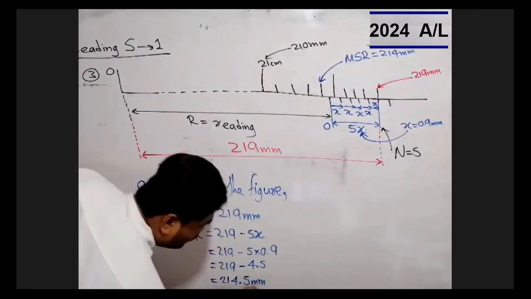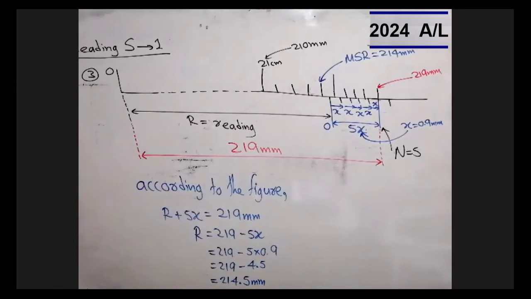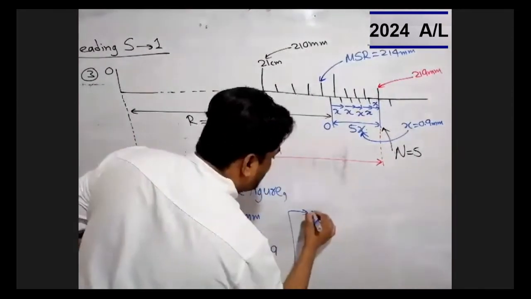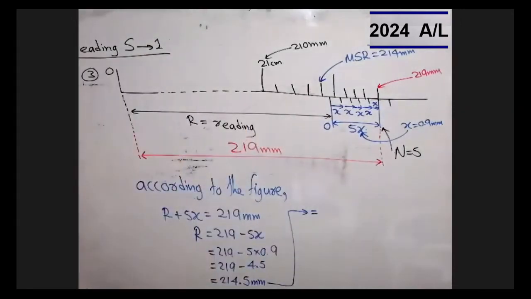214.5 millimeter. Who got this answer? 214.5 millimeter. But we should not keep the answer like this. We should write one more step. What should we do next? Convert into centimeter. Very good.